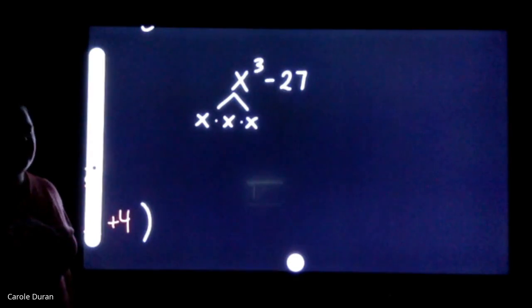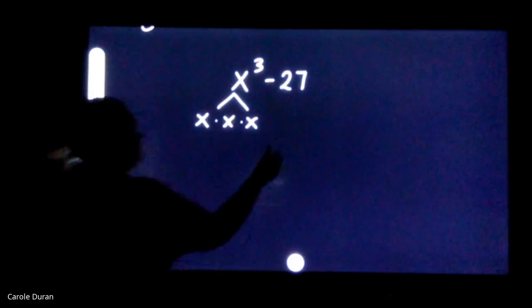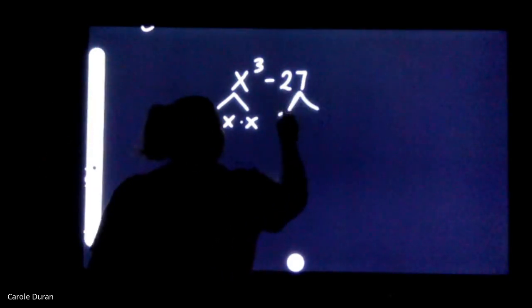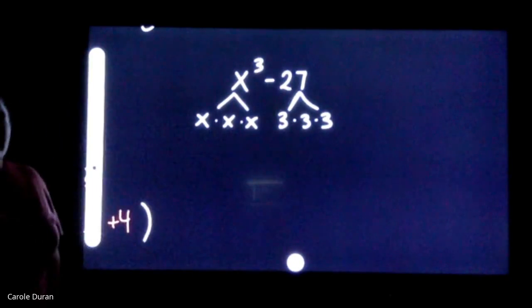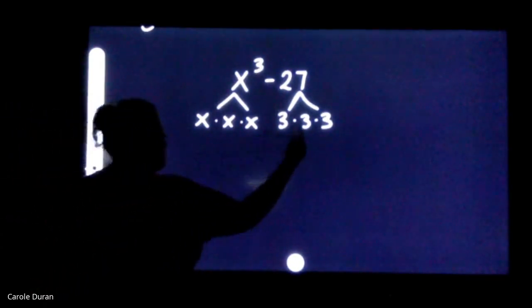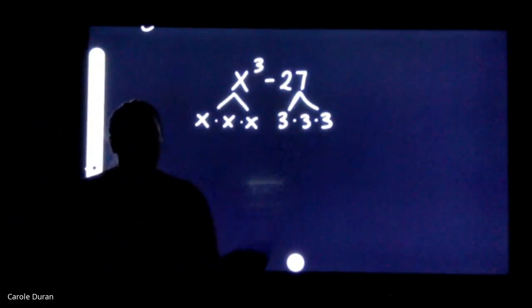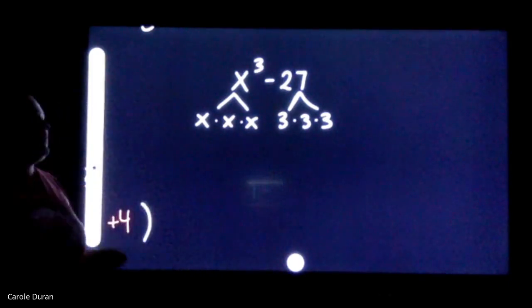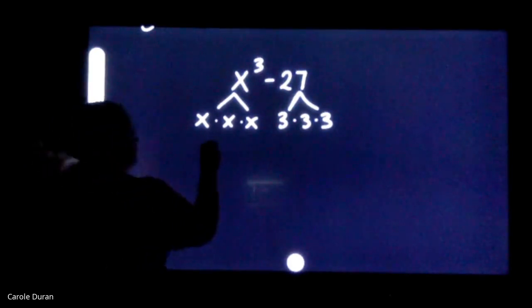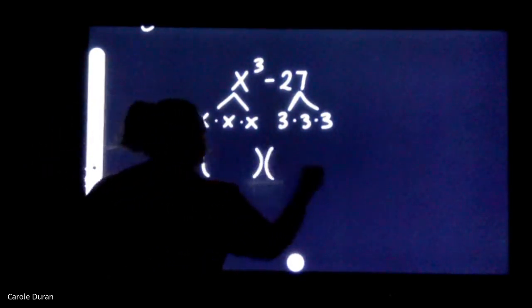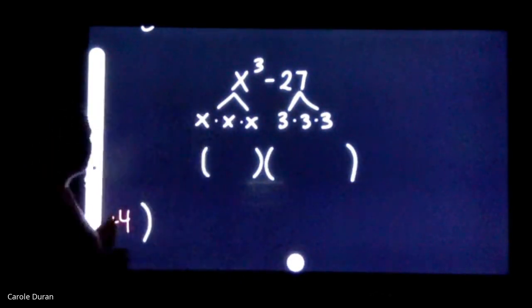Any ideas? Hopefully we recognize that it's 3. 3 times 3 times 3 equals 27. In case you need to check that, 3 times 3 is 9, times 3 is 27. Okay, so now I'm going to do the same thing. My first factor is going to be 2 terms. My second factor is going to be 3 terms.